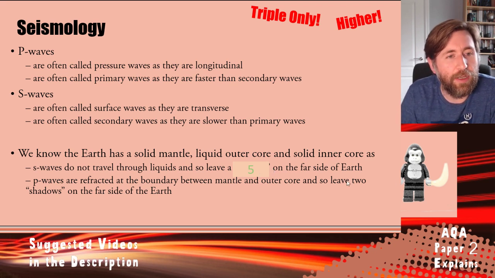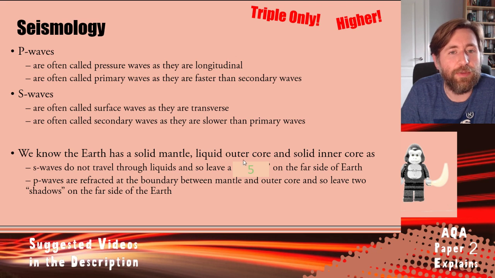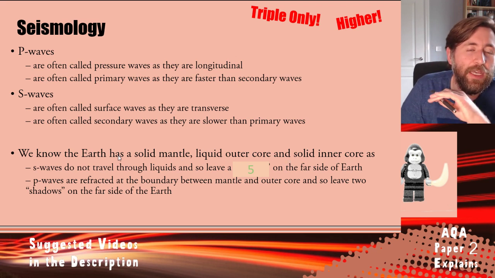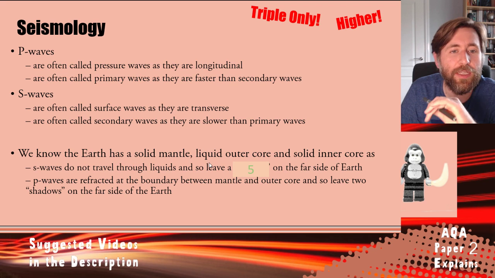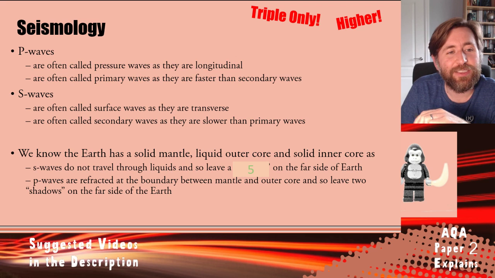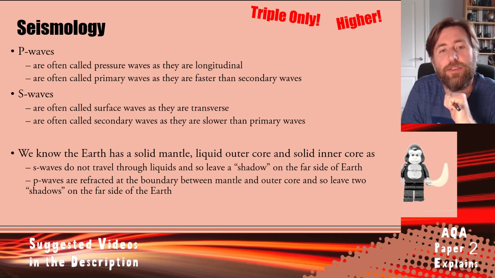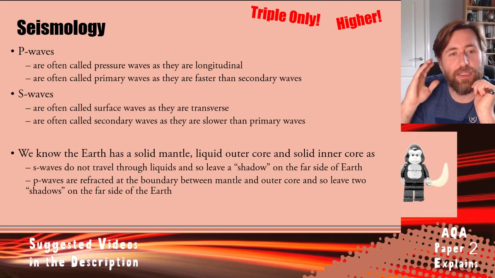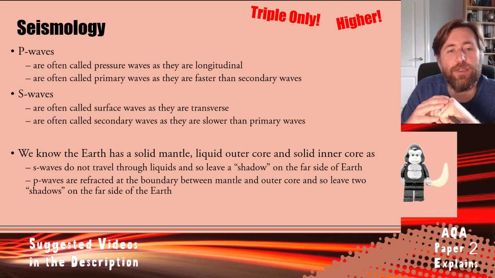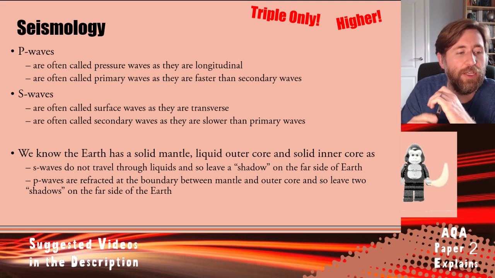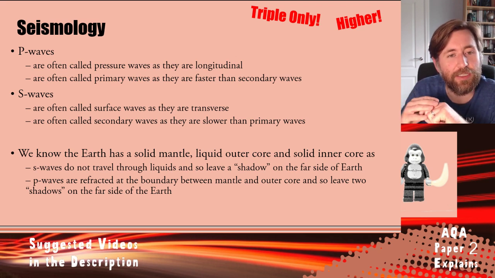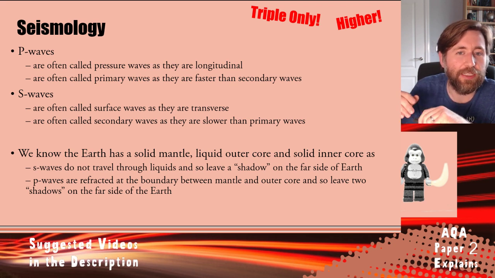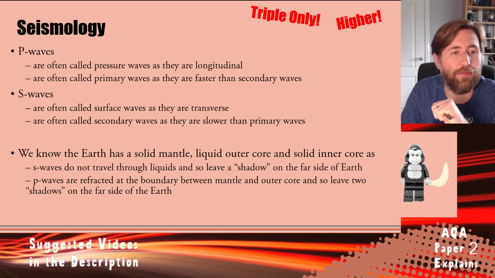We know that the Earth has a solid mantle, a liquid outer core, and a solid inner core. Why do we know that? Because S waves don't travel through liquids, and so they leave a shadow on the far side of the Earth. I wish I had a little diagram here, but basically, you can just remember this: S waves don't go through liquids, they leave a shadow on the far side of the Earth. P waves are refracted as they go through the boundary between the mantle and the outer core, and so they leave two shadows on the far side of the Earth.